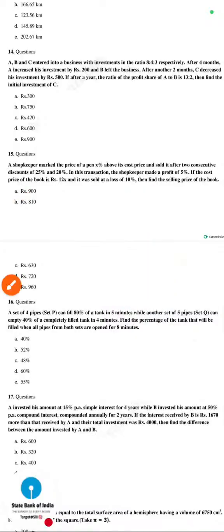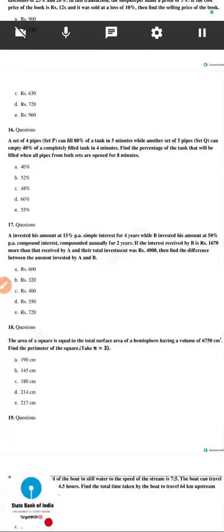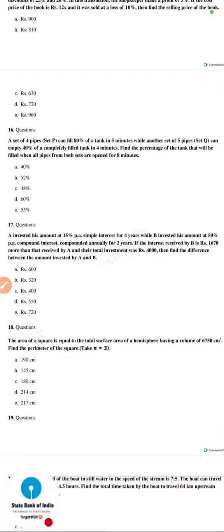Next, we're going to see question number 16. A set of 4 pipes can fill 80% of a tank in 5 minutes, while another set of 5 pipes, set Q, can empty 40% of a completely filled tank in 4 minutes.